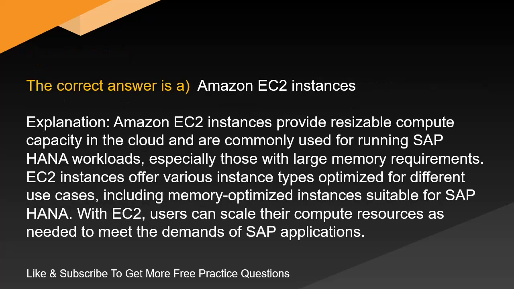The correct answer is A. Amazon EC2 instances. Explanation. Amazon EC2 instances provide resizable compute capacity in the cloud and are commonly used for running SAP HANA workloads, especially those with large memory requirements. EC2 instances offer various instance types optimized for different use cases, including memory-optimized instances suitable for SAP HANA. With EC2, users can scale their compute resources as needed to meet the demands of SAP applications.